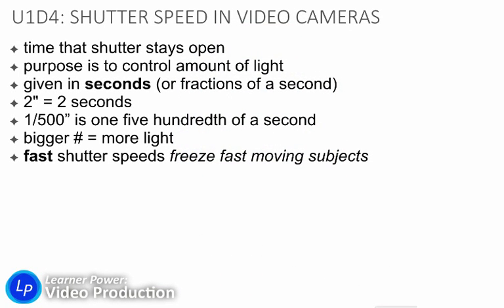Fast shutter speeds have the purpose of freezing fast-moving subjects. So if you've got a subject that you're trying to shoot video of and it's moving quickly, you need a fast shutter speed to freeze that thing. Otherwise, you're going to get blur.